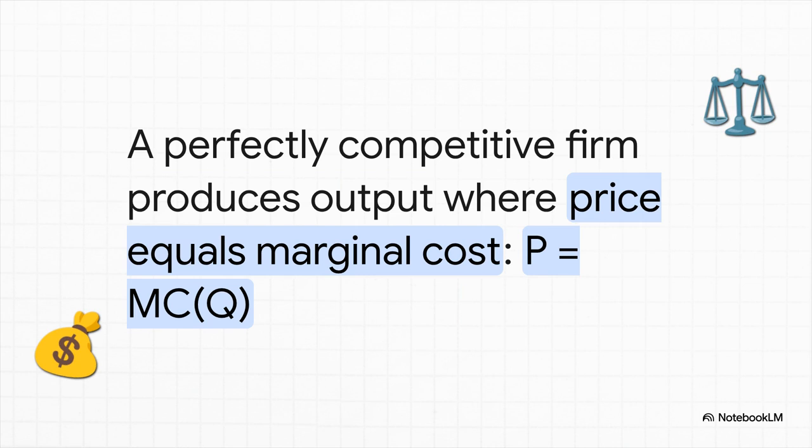So if you can't pick your own price, how in the world do you decide how much to produce? The rule is actually really simple and kind of beautiful. You keep producing right up to the point where the price you get, that's P, is equal to your marginal cost, or MC. That's just the cost of making one more unit. If you produce any less, you're leaving money on the table. If you produce any more, every extra item is actually costing you more than you're making from it.